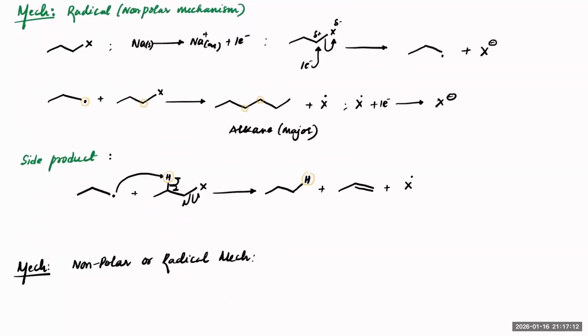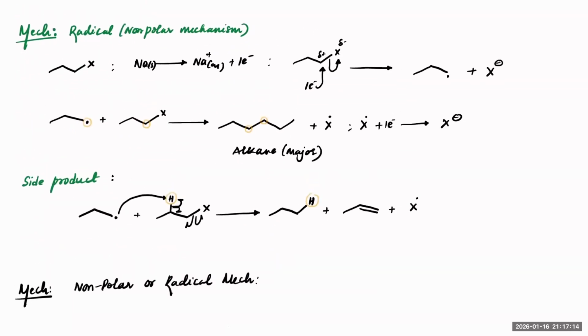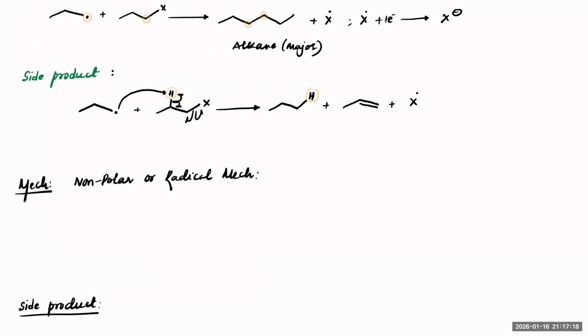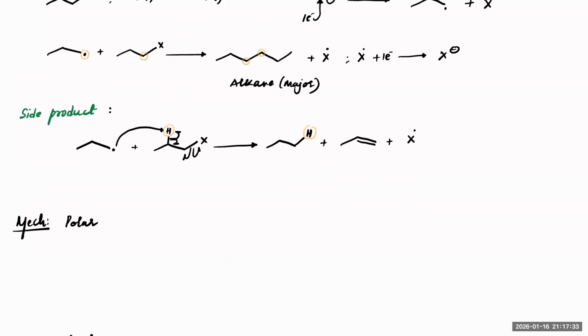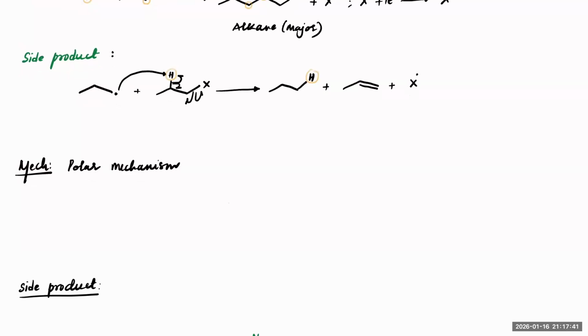This is a radical way of explaining. Okay. Then there is a polar way of explaining also. Sorry, here I have written it as radical. Let me put it into the polar form here. Polar mechanism here. So one is the non-polar mechanism, the other one is the polar mechanism.